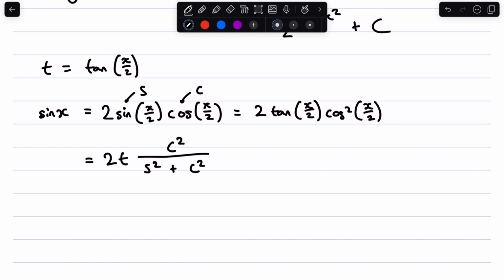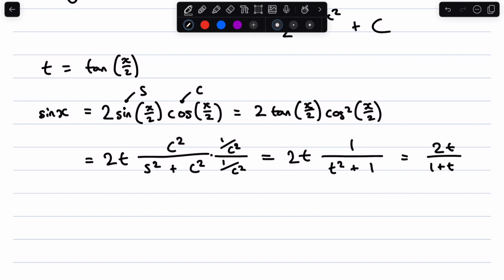And now, if we divide by 1 over cos on the top and bottom, so we'll have times 1 over c squared over 1 over c squared, we would get that this is 2t times 1 over t squared plus 1. Therefore, this is just 2t over 1 plus t squared. That's our simplified way of writing sine x, and you'll see why this is useful later.